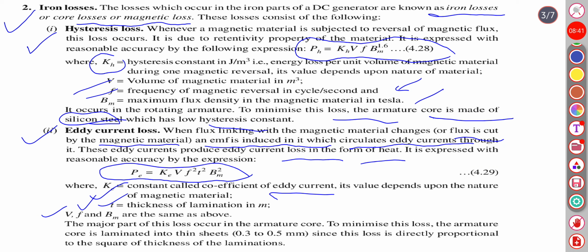The major part of this loss occurs in the armature core. To minimize this loss, the armature core is laminated into thin sheets from 0.3 to 0.5 mm, as in the case of a transformer also, since this loss is directly proportional to the square of the thickness of lamination.